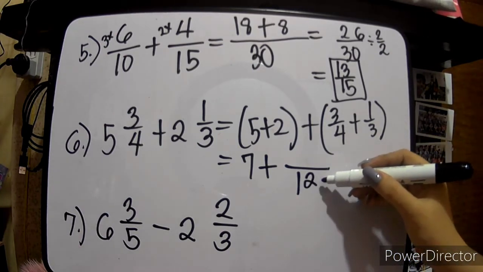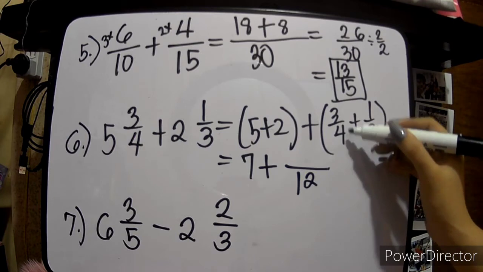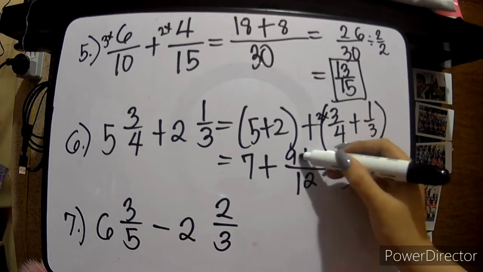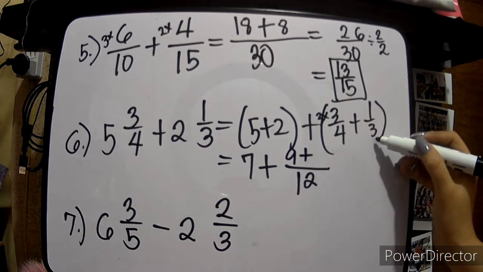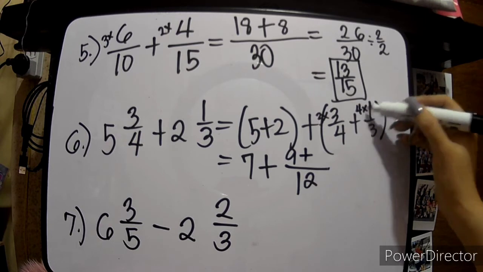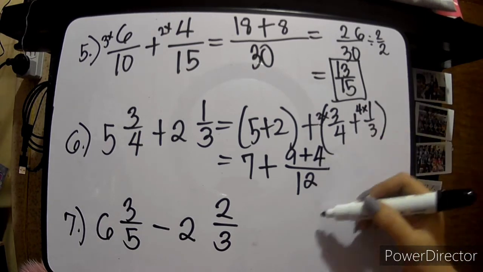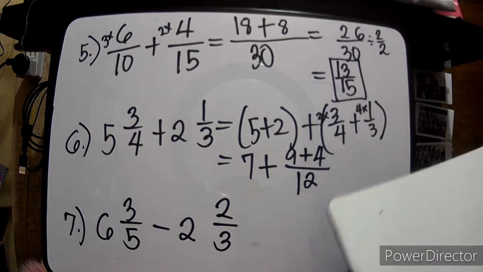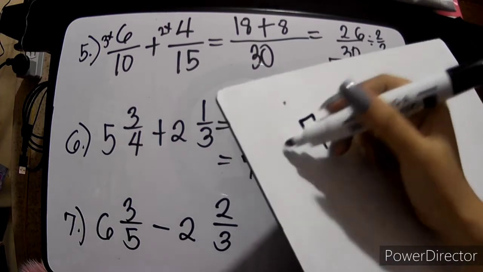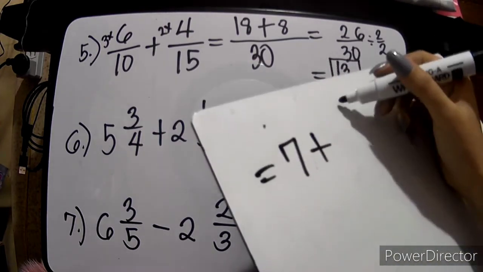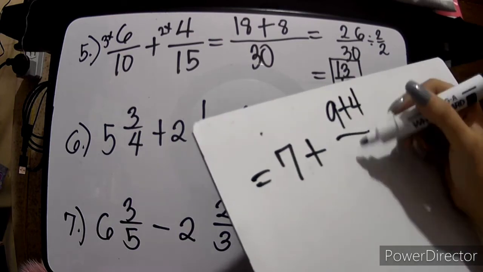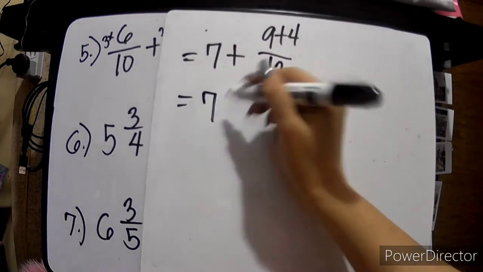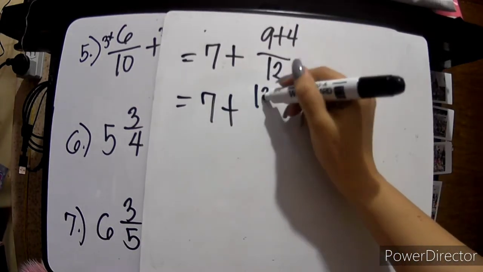So, of course, this is 7 plus, ang LCD ng 4 and 3 is 12. And then, again, we will be dividing 12 divide 4, that's 3. Tapos ito times natin yun sa numerator. So, we have 9 plus 12 divide 3 is 4. Tapos ito times natin yun sa numerator. So, 4. And this, I will be continuing here na lang. So, this is 7 plus 9 plus 4 over 12. Okay. So, this will be 7 plus, syempre 9 plus 4 is 13 over 12.